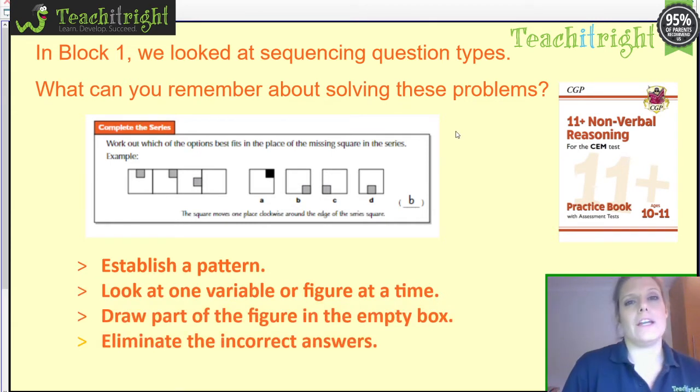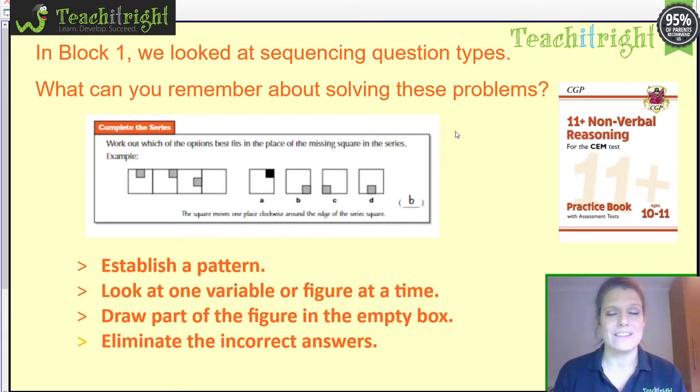One of the things that can help us is to establish a pattern. What can you see happening in the other 3 squares that are given to you? In this case, you can see the grey square is just moving slightly from the top middle to the top right, and then it goes down to the middle right. So it's going to then end up in the bottom right corner, which is why the answer is B.